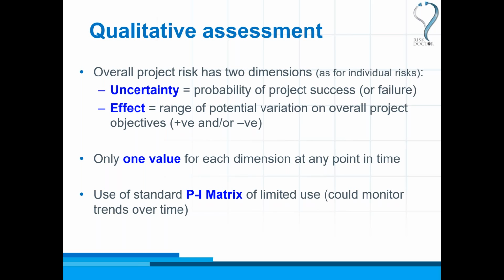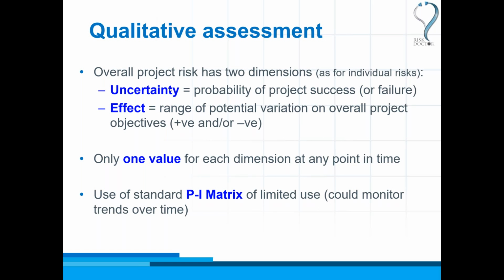But in fact, overall project risk only has one value. At any particular point in time, there is a single probability that the project succeeds, and there is a range of variation in the outcomes. And maybe in 6 months' time, there'll be a different probability of success and a different range of potential variation. But for now, there's just one level of overall project risk. It's how risky the project is today. So we'd only have one thing to plot on the matrix, which isn't very useful.